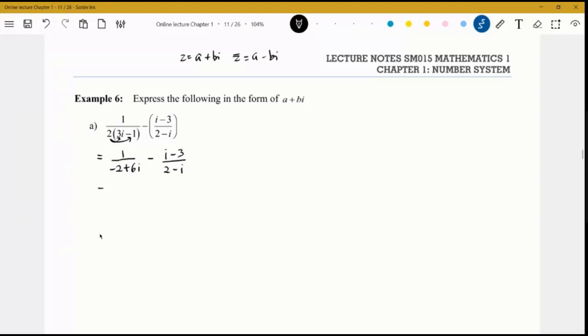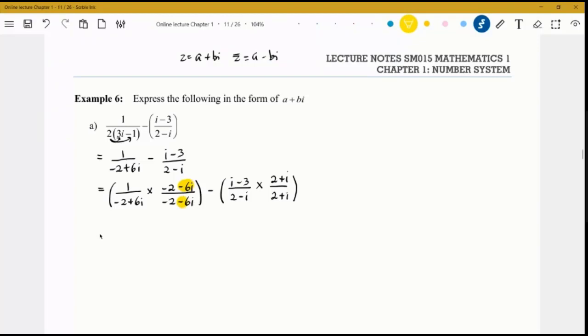Okay, so kita tengok pada bahagian bawah dua-dua fraction ada complex number. It means you have to rationalize both fractions. So will be 1 over negative 2 plus 6i times negative 2 minus 6i over negative 2 minus 6i. Okay, itu fraction yang pertama. Fraction yang kedua, i minus 3 over 2 minus i times 2 plus i over 2 plus i. Okay, so kita hanya ubah pada bahagian imaginary part sahaja.